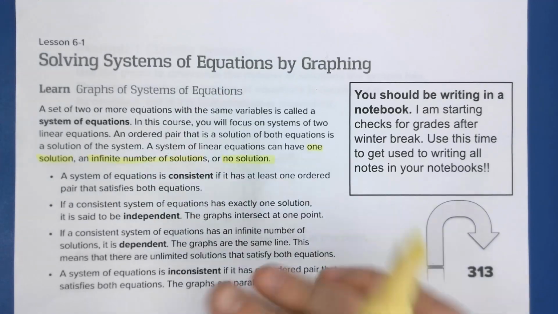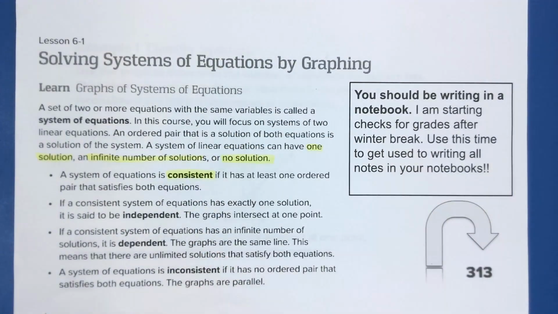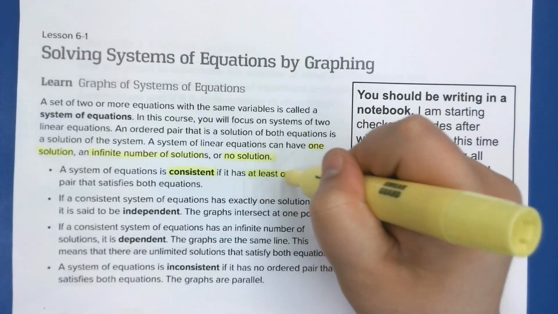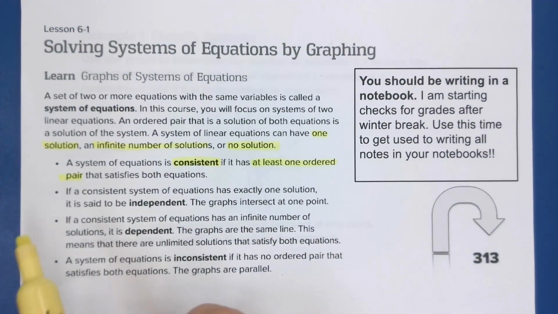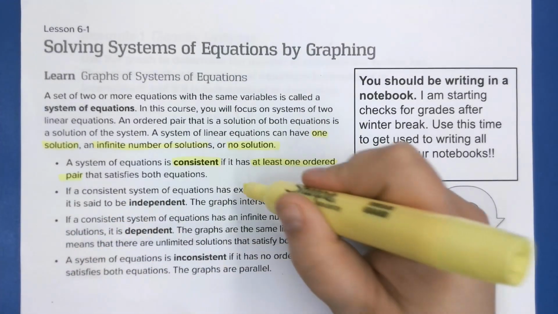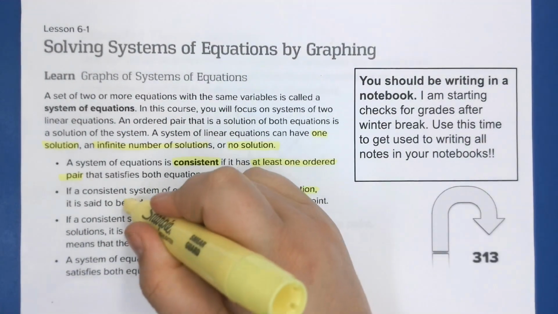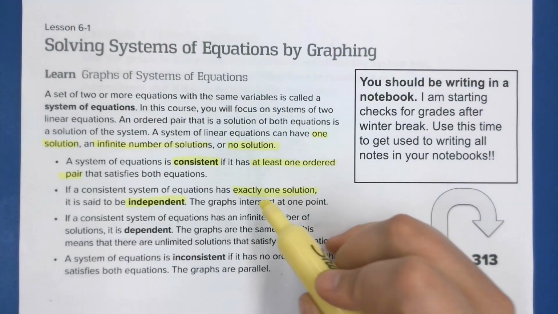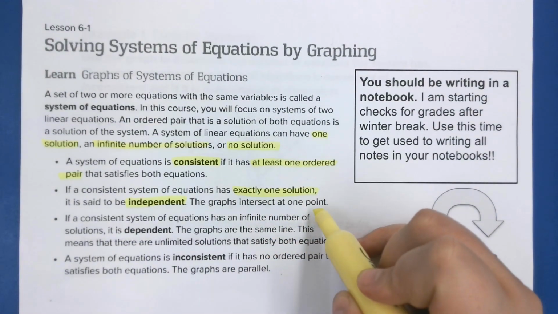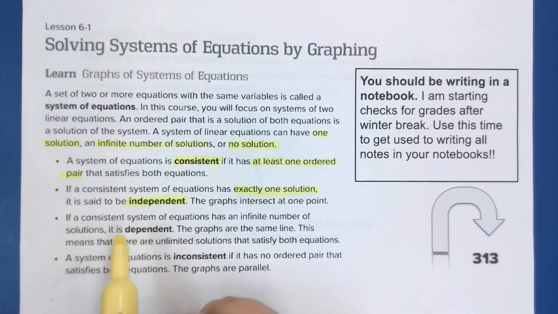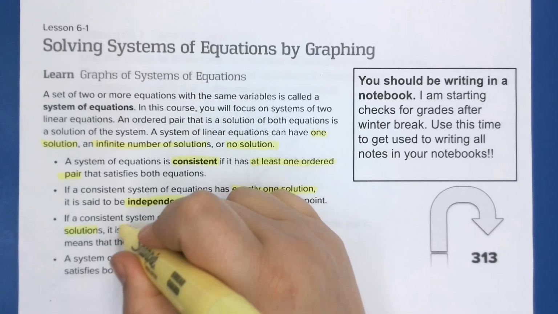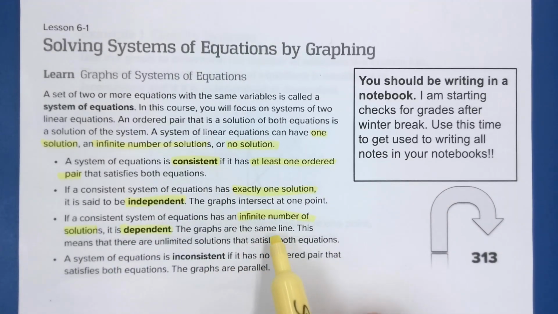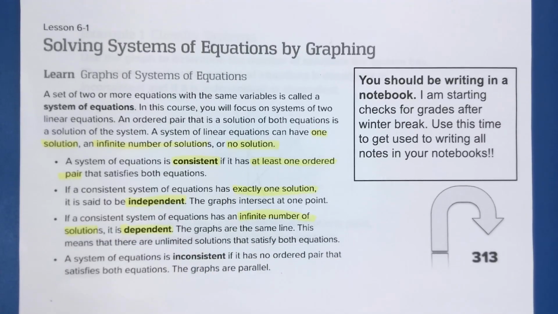Here we're going to look at consistency. A system of equations is consistent if it has at least one ordered pair that satisfies both equations. If a consistent system of equations has exactly one solution, we're going to call it independent. It only intersects at one point. If a consistent system of equations has an infinite number of solutions, it is dependent. The graphs are the same line. This means there's an unlimited number of solutions that satisfy both equations.